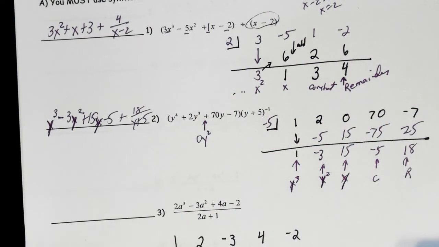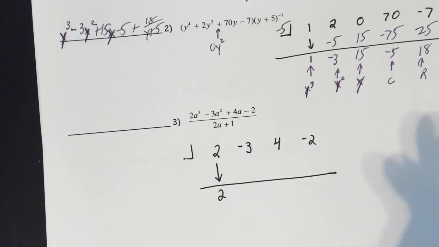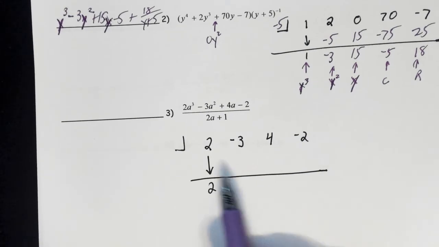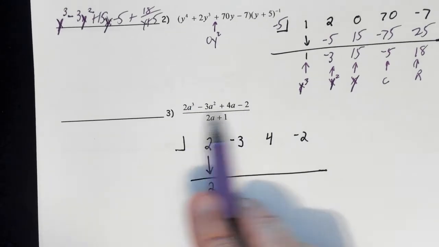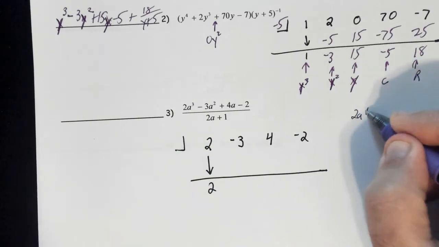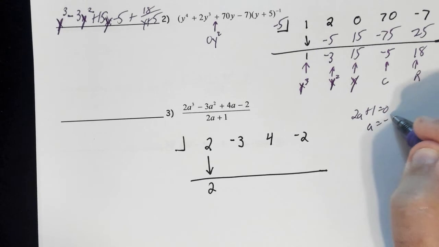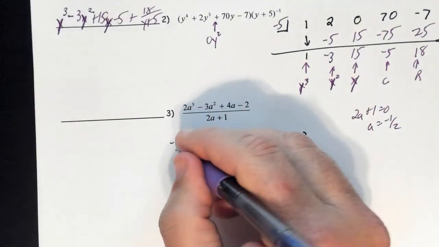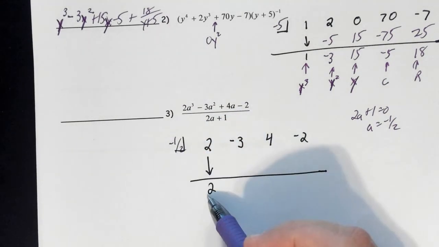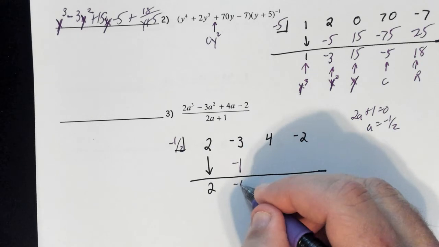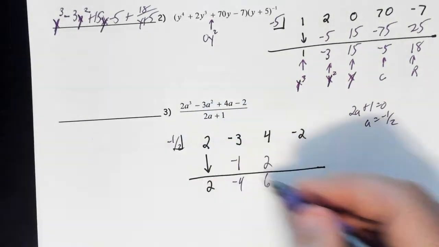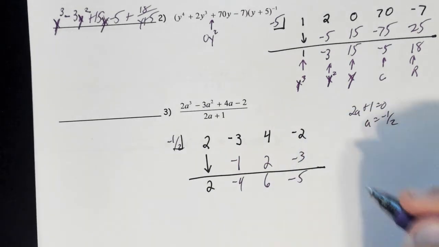Alright, so the last one here has a little bit of a difference, and it's really because of this 2 right here. Here we have everything set up. There are no gaps, so I don't have any zeros. We've got to figure out what goes in here. If I go off to the side, 2a plus 1 equals 0, so a is going to be -1/2. So we put -1/2 in here. We multiply, and this is going to be nice because that's -1. We add, that's a -4. We multiply again, that's 2, and that's going to be 6. Multiply one more time, it's -3, and I get -5.